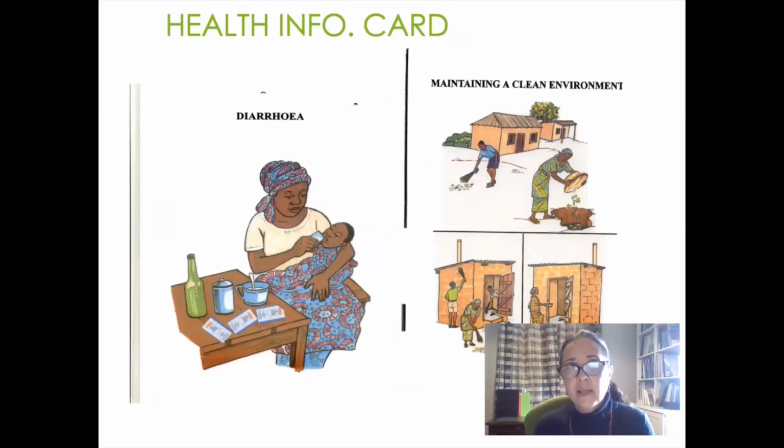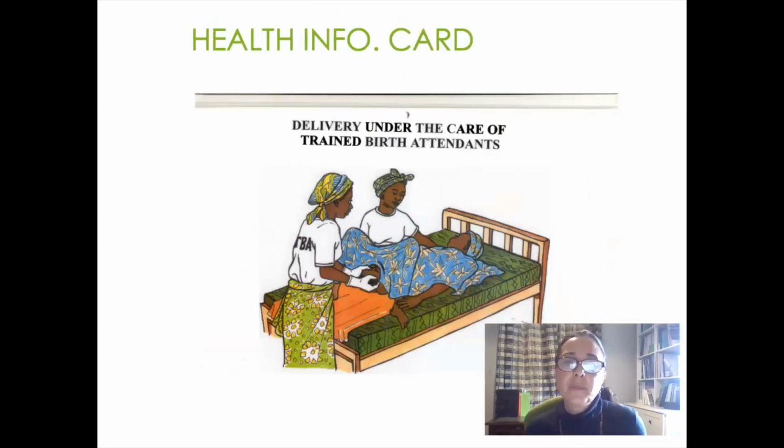Diarrhea, as well as the wash facilities. These were 2 separate cards. Slide number 12 was delivery by a skilled trained birth attendant.